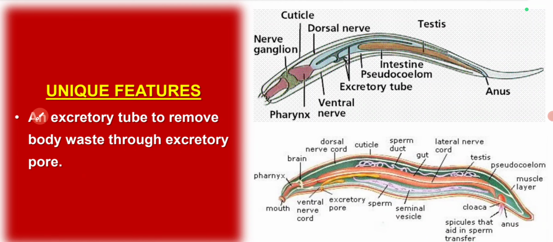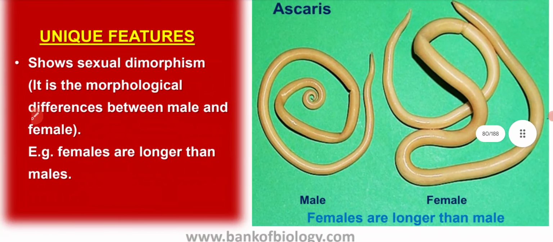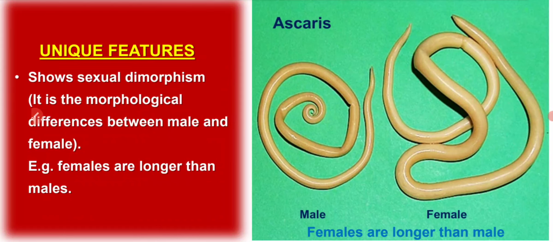And then some other unique features. Sexual dimorphism means you can easily identify both male and female. For example, females are longer than males. This particular Ascaris specimen is mostly found in your biology lab, where you can easily identify the male and female Ascaris. Females are longer than males, so they show sexual dimorphism.